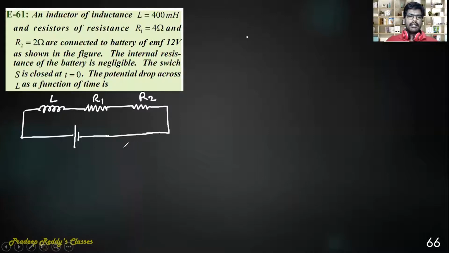So when you are connecting these two resistors, first let us calculate the total current passing in the circuit. So at t is equal to infinity, the inductor will act as a wire. Therefore, I will be equal to V divided by R net.